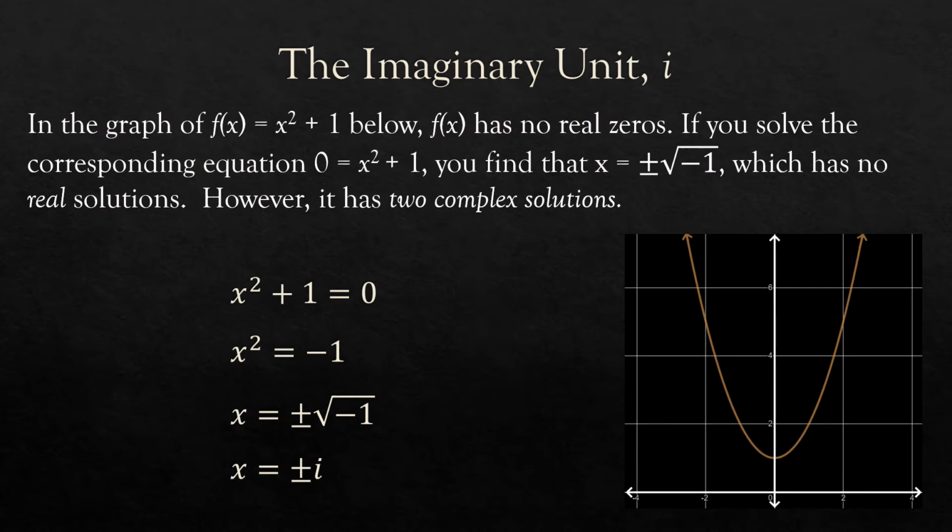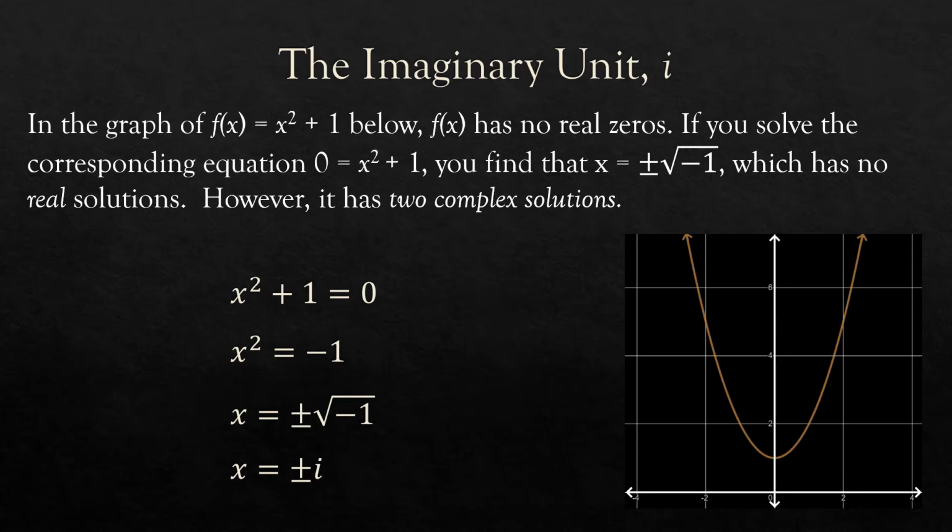So let's solve this equation, x squared plus 1 is equal to 0. If we do this, we'll find that x is equal to plus the square root of negative 1 or negative the square root of negative 1, which has no real solutions. However, if you allowed yourself to define the square root of negative 1 to be i, then it has two complex solutions. So here we have x squared plus 1 is equal to 0.